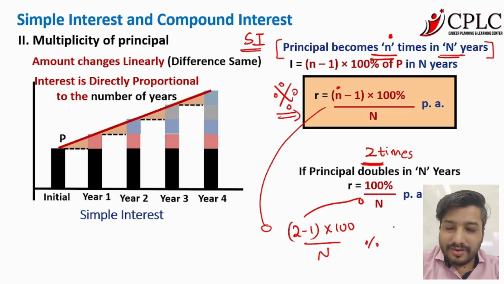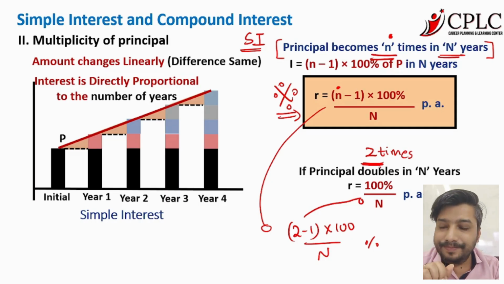So obviously don't remember a separate formula for principal doubling in SI, just simply remember the OG one, the original one, and you can get it for any other scenario also, basically going forward. So you'll have to remember the whole thesis. Now this is about simple interest.